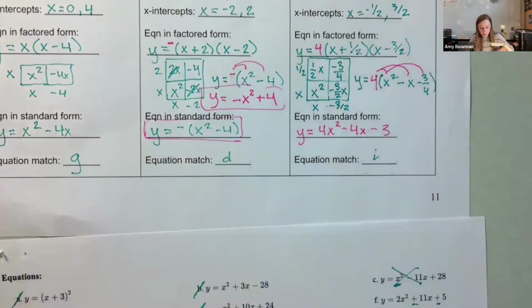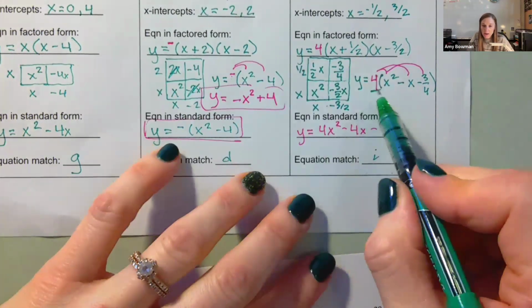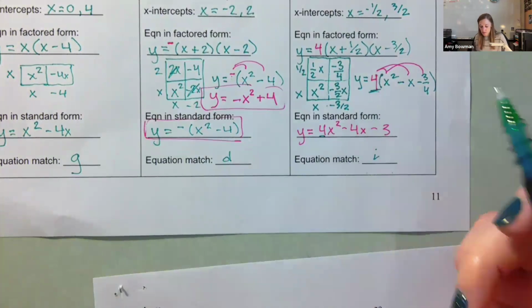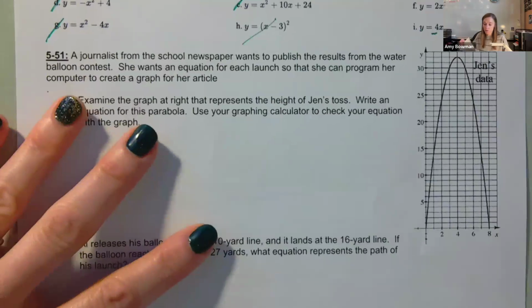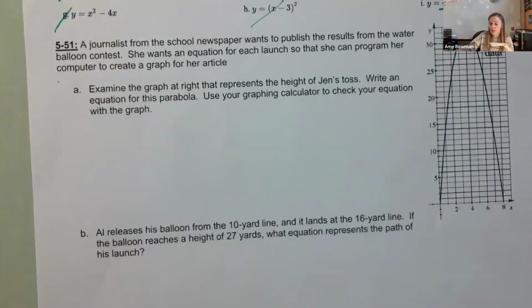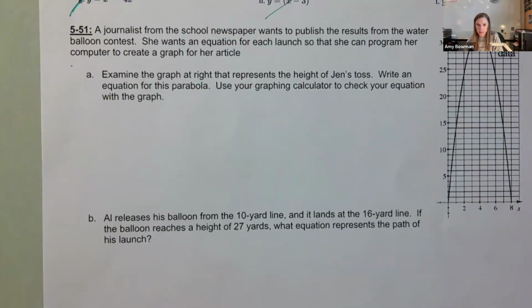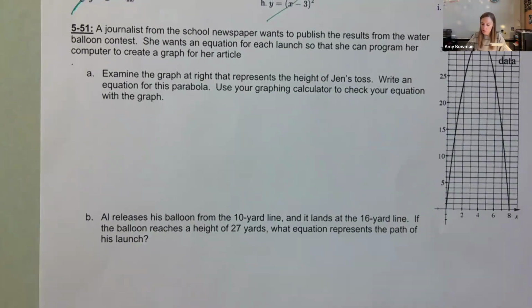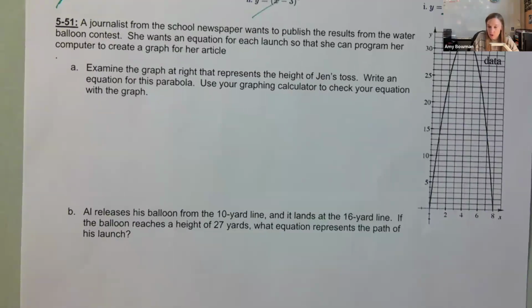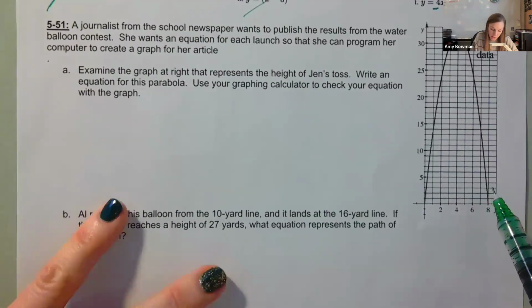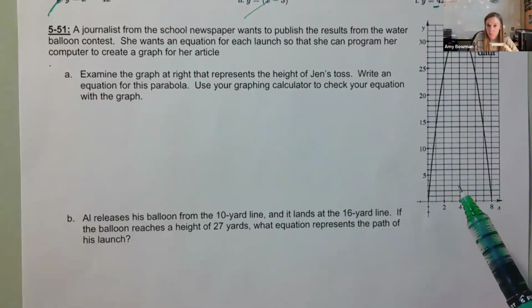So on the next page, we're actually going to figure out how to mathematically determine that number out front of a parabola. That's what we're going to do in these final two examples. So turn the page and look at 51. We are revisiting the water balloon toss and coming up with a way to figure out the exact equations of these parabolas that could model the path of the water balloons. For this one, we're going to look at the graph. This was the original graph given for Jen's toss. So we want to write an equation for this parabola.